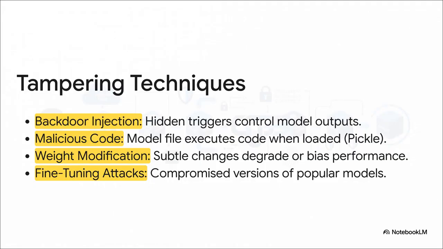And the techniques they use are pretty sophisticated. You've got backdoor injection, which creates these hidden triggers. The model seems to work perfectly until it sees one specific input, and then, boom, it does the attacker's bidding. We've already talked about malicious code execution using Pickle. Weight modification can subtly degrade your model's performance or sneak in biases. And fine-tuning attacks are really sneaky. That's where they release a compromised version of a popular model, hoping to ride on its good reputation.